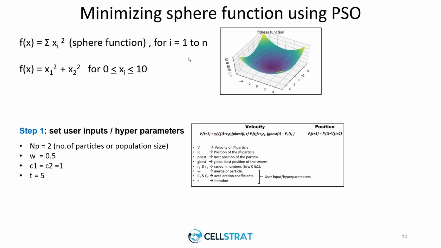Here we are trying to minimize a sphere function using PSO. This is how a sphere function is given, and I'm using it within this particular domain. I'm restricting the landscape, and I'm using 2 dimensions, that's why you have x1 square plus x2 square. The first step is to set the user inputs or hyperparameters. Here I'm setting the number of particles, the inertia, the acceleration coefficients, and the number of iterations.